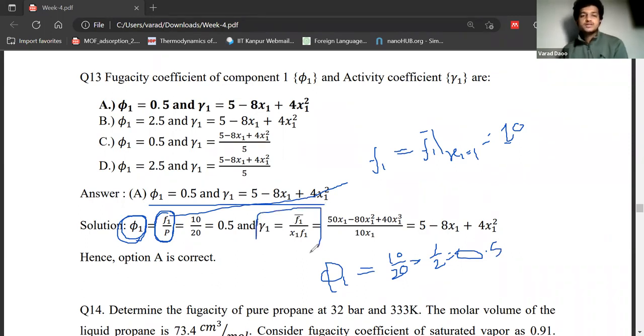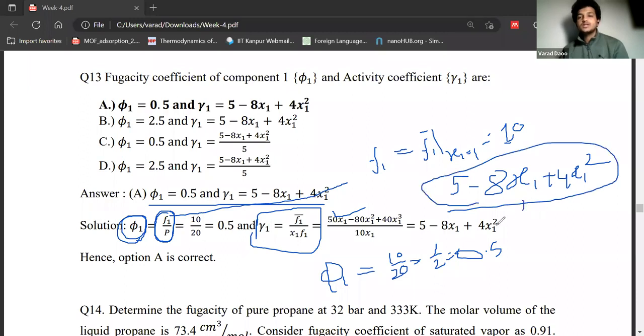Now what is gamma 1? The expression for gamma 1 is f1 bar by x1 into f1. It is the actual fugacity divided by the ideal solution fugacity, right? So f1 bar is nothing but this expression, x1 is x1, and f1 we already calculated as 10. So if we divide, what are we left with? We are left with 5 minus 8x1 plus 4x1 square, right? This is nothing but this. The correct answer is option A.